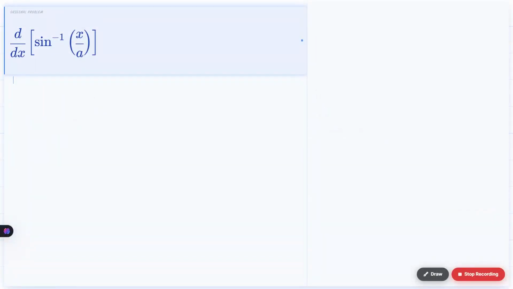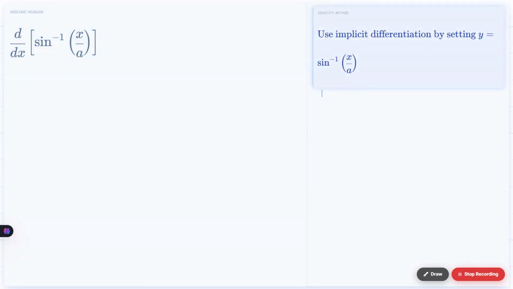We look at the problem d over dx of inverse sine of x divided by a. This is our starting math sentence. We need to find the derivative of this expression. We set y equal to inverse sine of x divided by a. We do this to make the math easier to write. Using a new letter helps us change the shape of the equation.